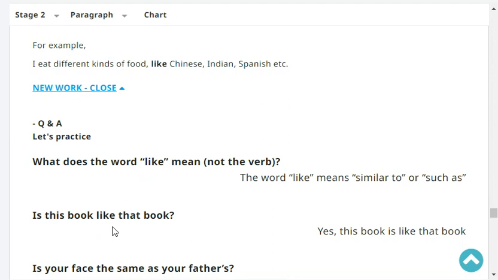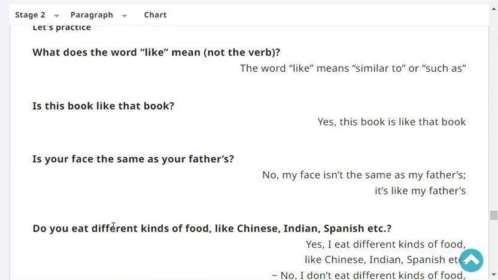Let's practice. What does the word like mean? The word like means similar to or such as. Very good. Is this book like this book? Yes, this book is like that book. Is your face the same as your father's? No, my face isn't the same as my father's. It's like my father's.